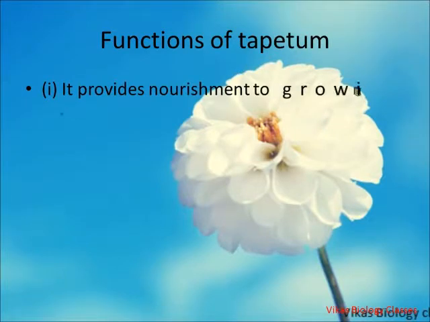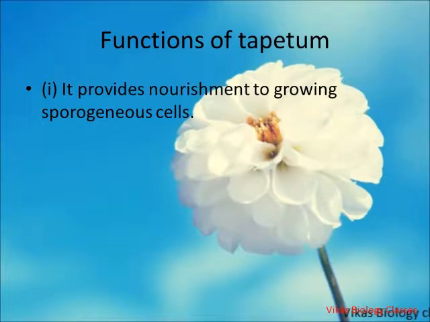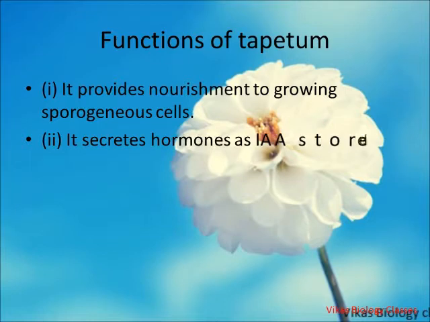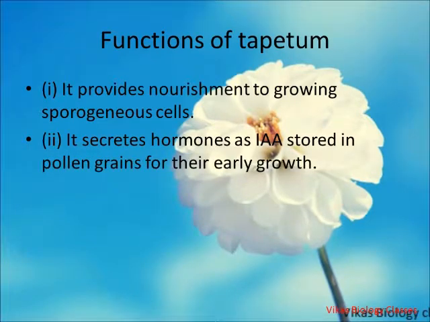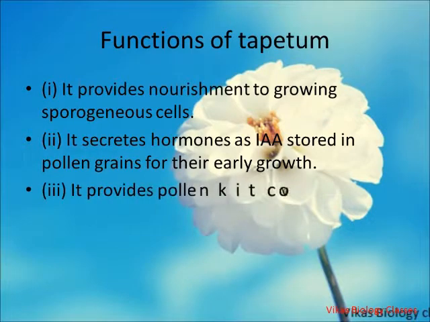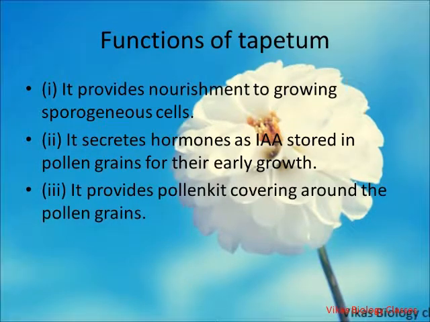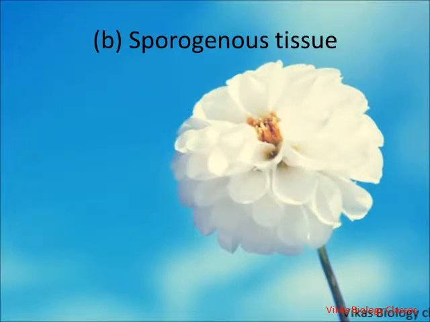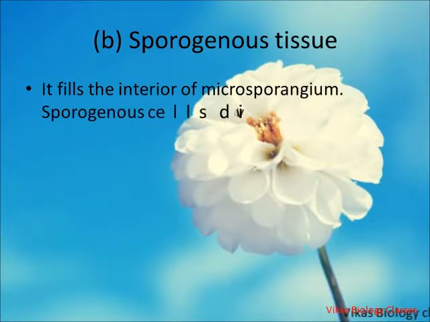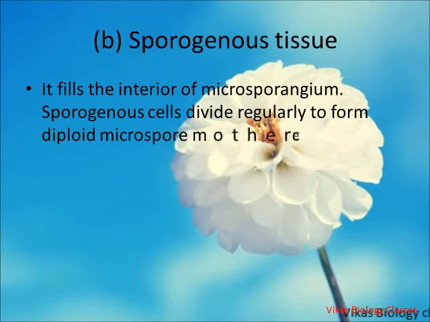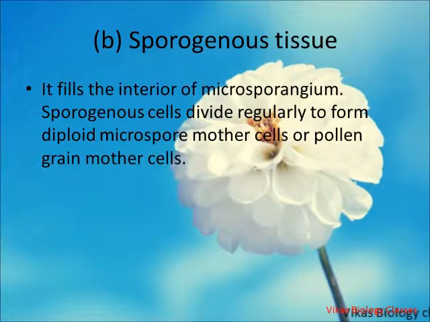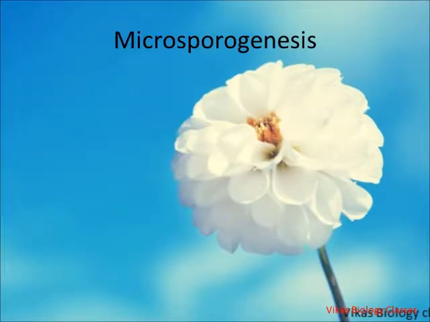Functions of tapetum. It provides nourishment to growing sporogenous cells. It secretes hormones such as IAA, stored in pollen grains for their early growth. It provides pollen kit covering around the pollen grains. The B part is sporogenous tissue. It fills the interior of the microsporangium. Sporogenous cells divide regularly to form diploid microspore mother cells or pollen grain mother cells.